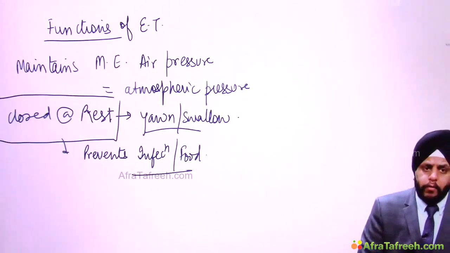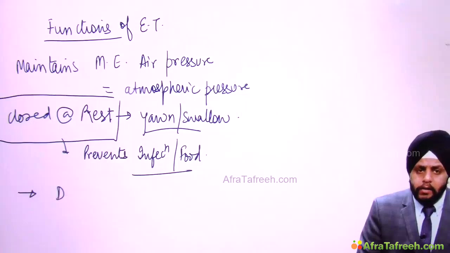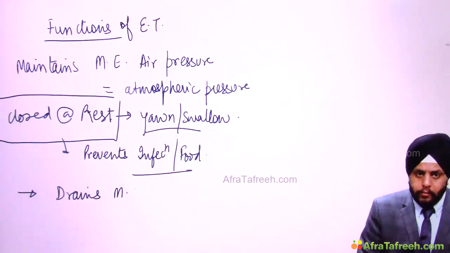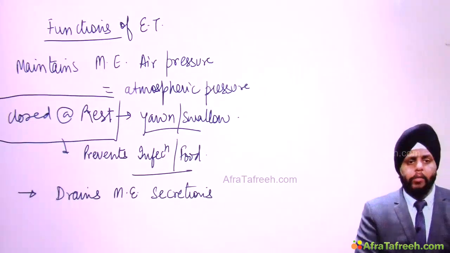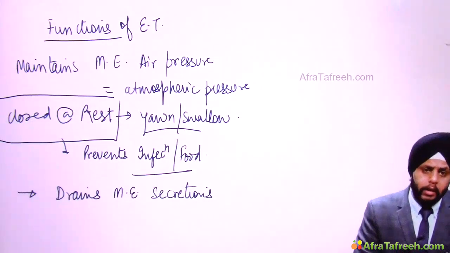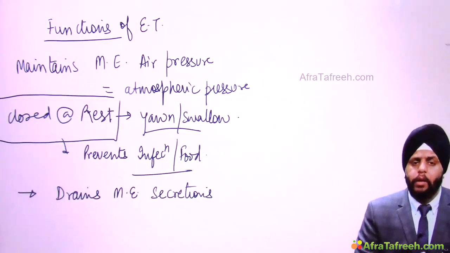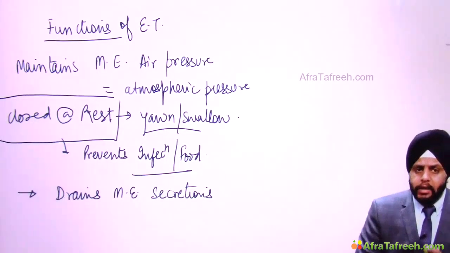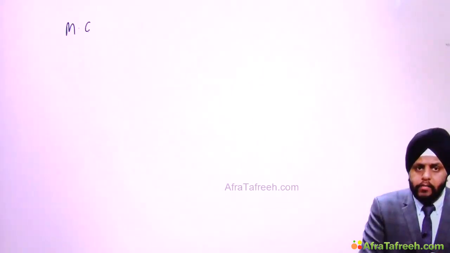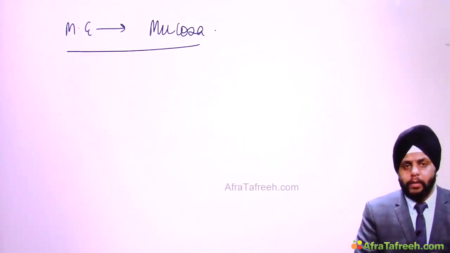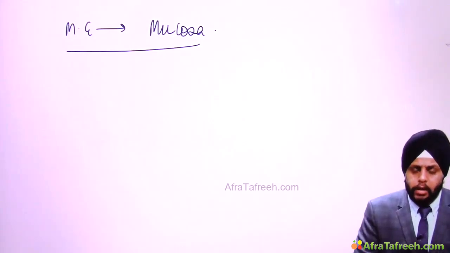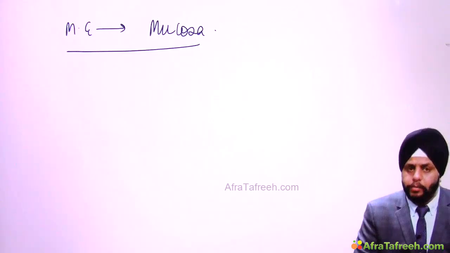Another function of the eustachian tube is that it drains middle ear secretions. Now, because of this arrangement of the middle ear and the eustachian tube, something particular happens. The middle ear is lined by mucosa, and it is almost a closed cavity, not completely, but almost. It keeps on receiving air from the eustachian tube.